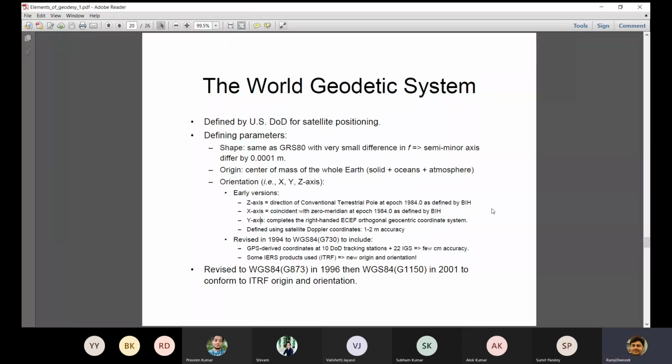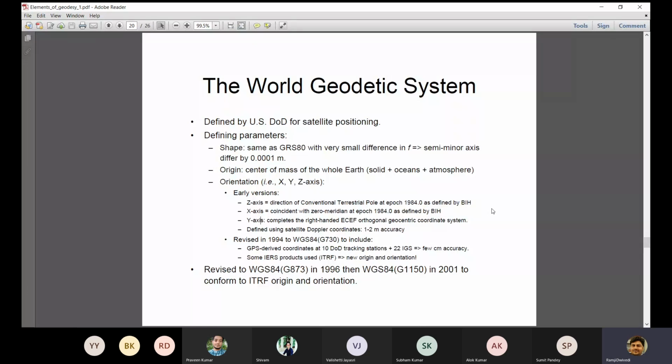Then the x-axis is coincident with the zero meridian, which is the intersection of the equator with the Greenwich meridian, and the line joining that intersection point would reflect as the zero meridian, but at epoch 1984. And the y-axis would make a right-handed coordinate system, the ECF, orthogonal geocentric coordinate system, and is defined using satellite Doppler coordinates, and it is up to 1 to 2 meter accuracy.